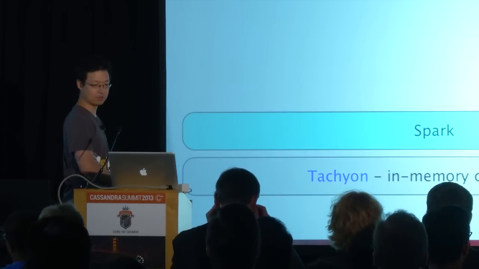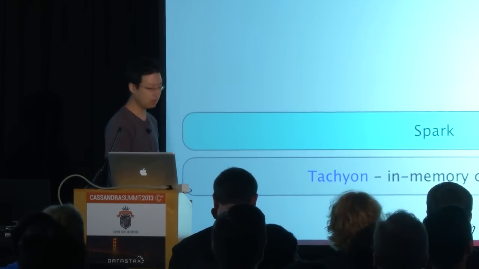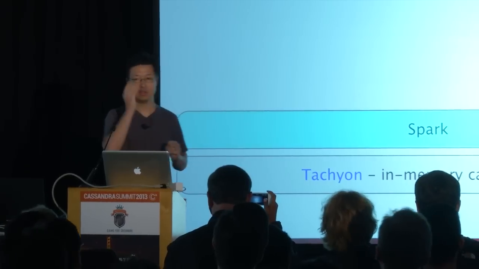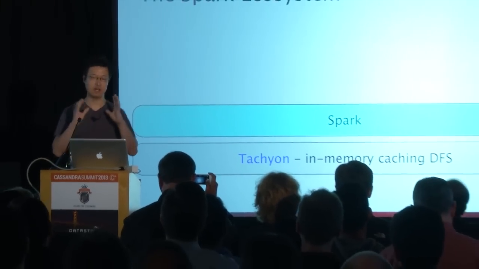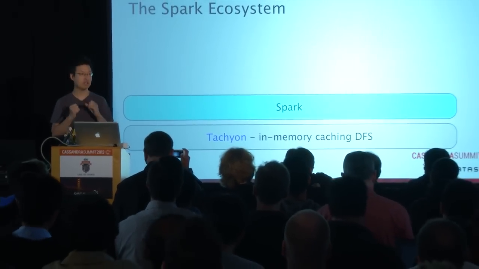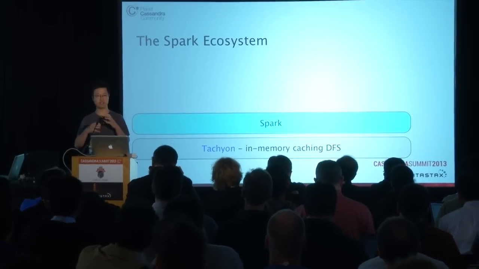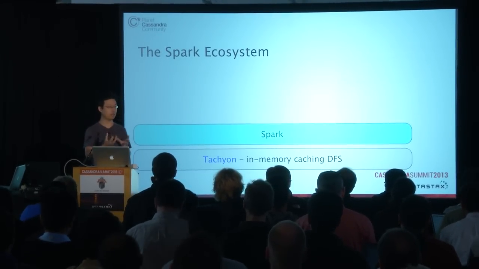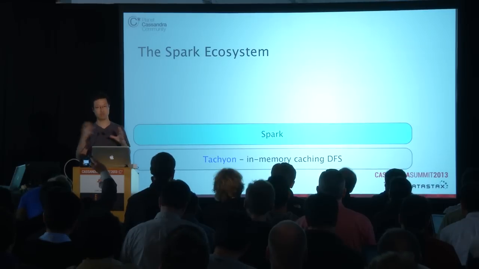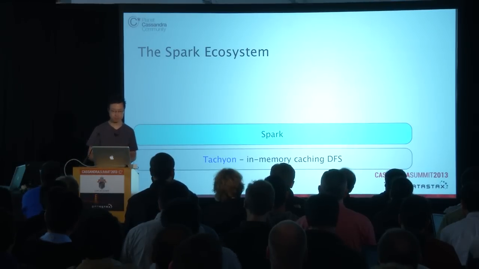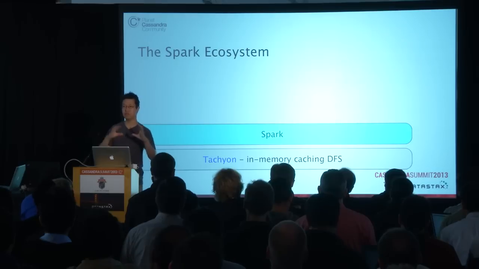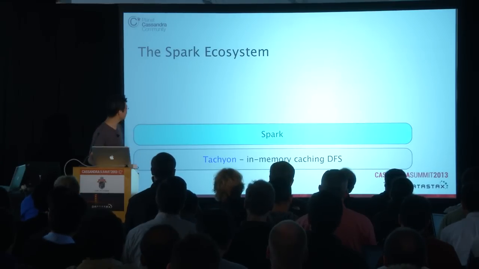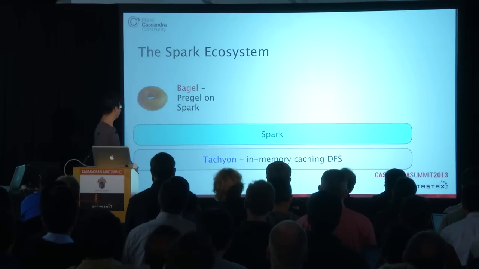So here's the Spark ecosystem. You have Spark, which is the distributed framework. Underneath it is an exciting project called Tachyon. What Tachyon is, it's like an in-memory acceleration for HDFS. You can actually use it without Spark, but it gives you memory speed access to your HDFS files. And then on top of that, they've managed to build pretty interesting projects, which kind of goes to show the flexibility of Spark. One is something called Bagel.